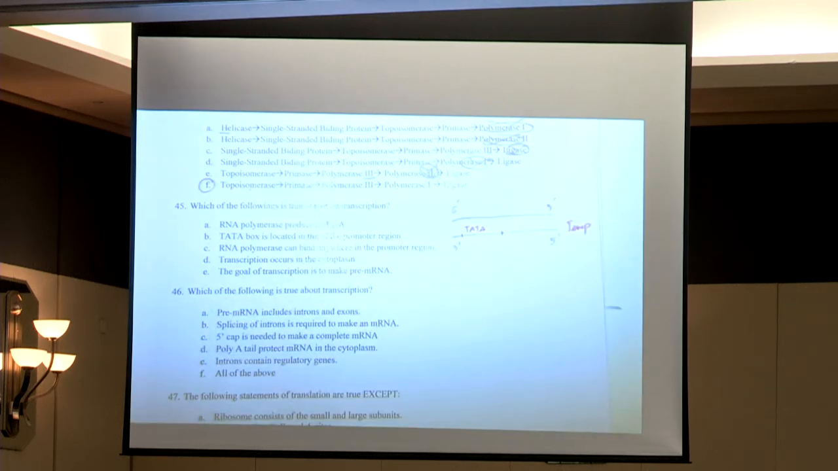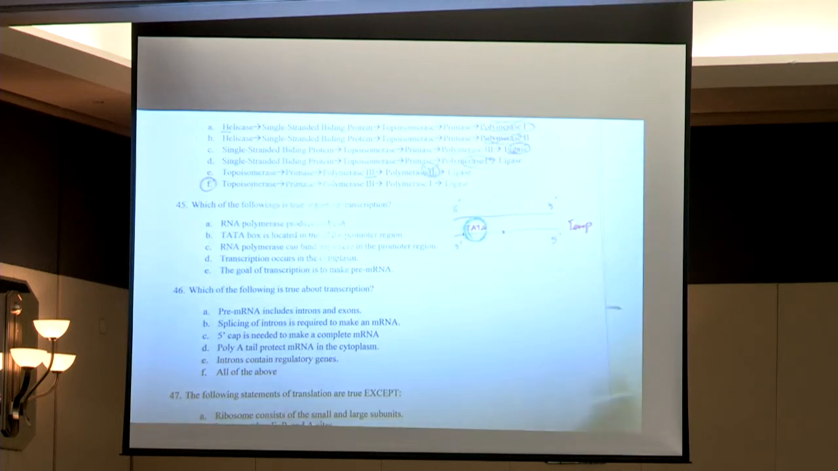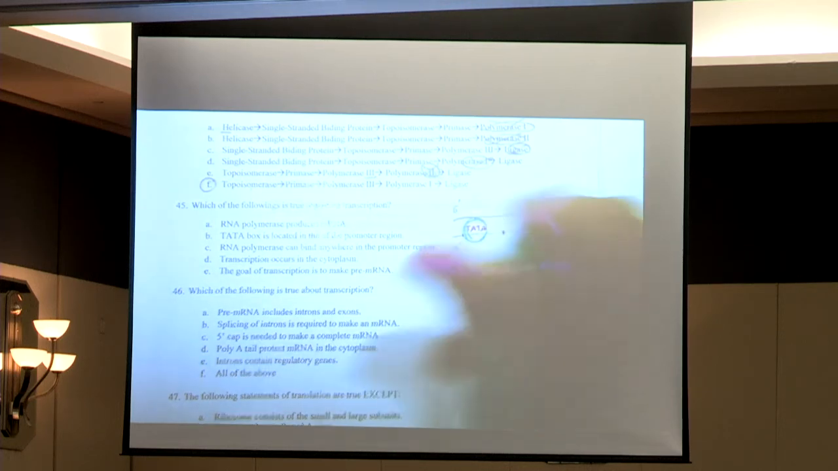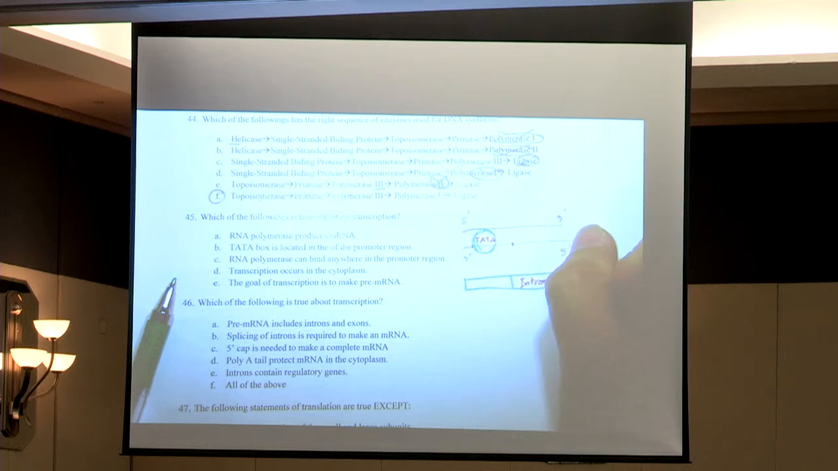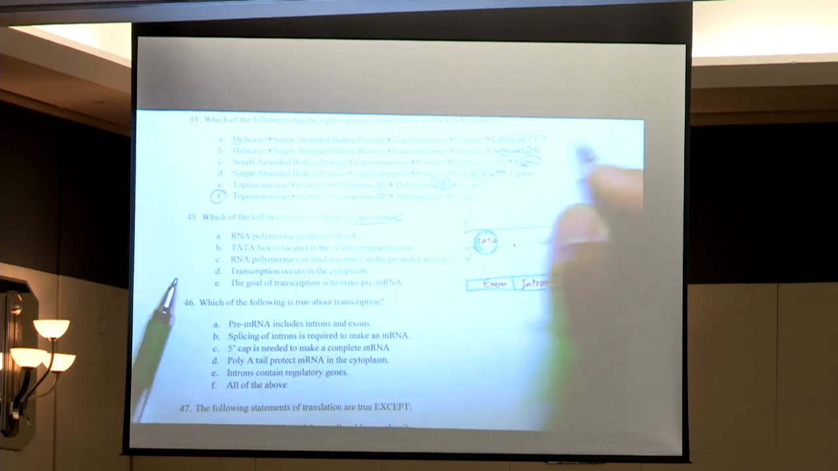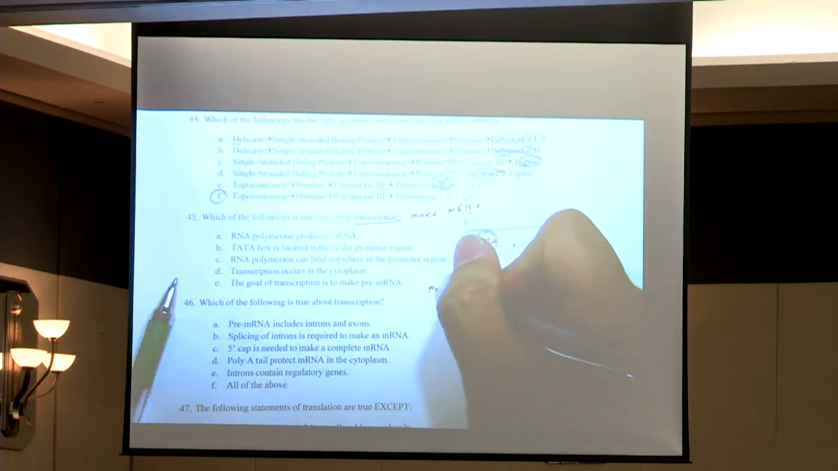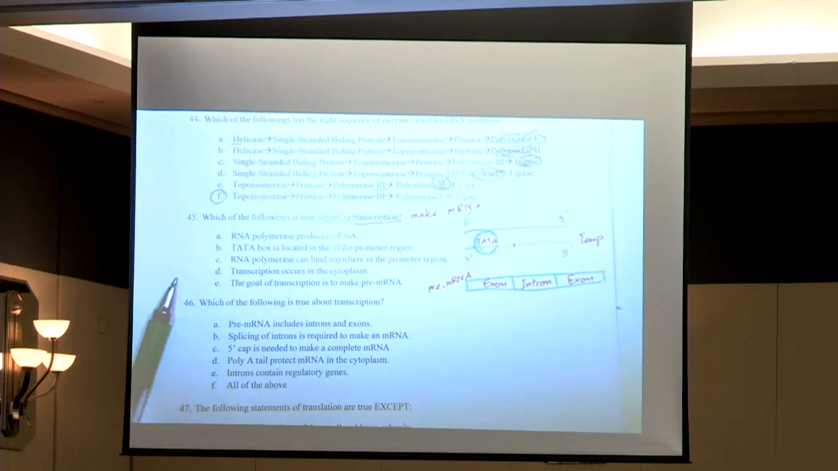If the green thing is RNA polymerase, it's going to bind to that promoter region, more specifically at the Tata box area, and then it starts moving along the strand, and you're going to get pre-mRNA, right? That pre-mRNA has both introns and exons. But that's not the ultimate goal of transcription. The purpose of transcription is to make mRNA. This one is pre-mRNA.